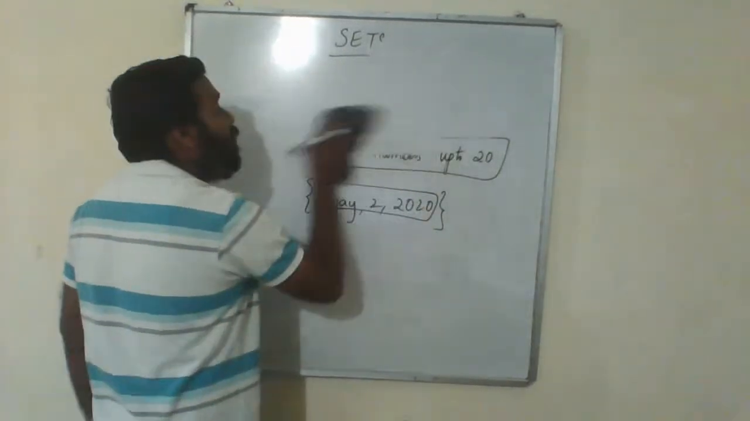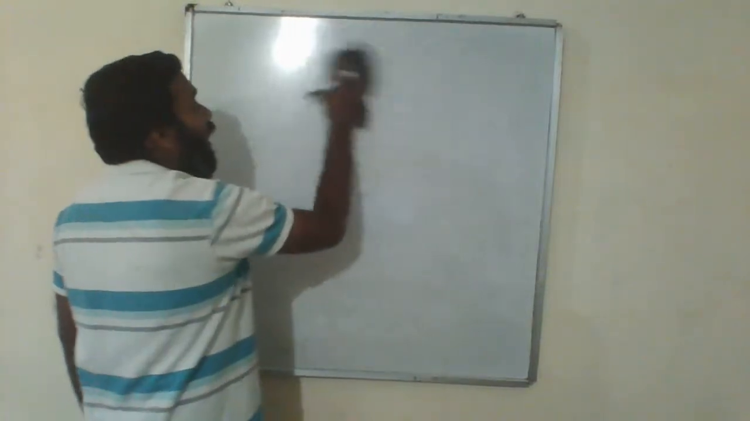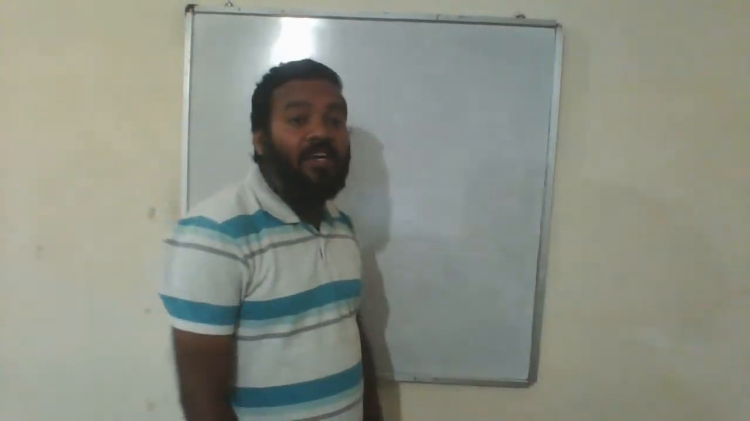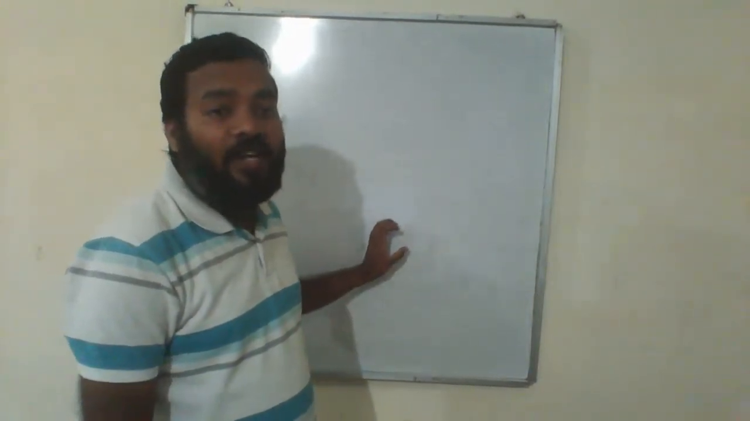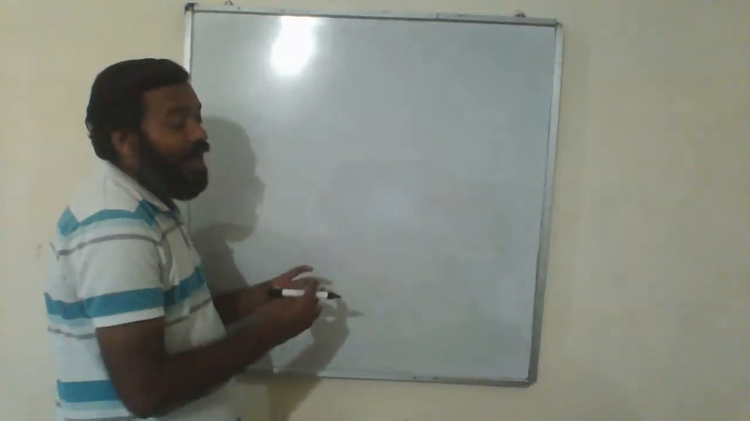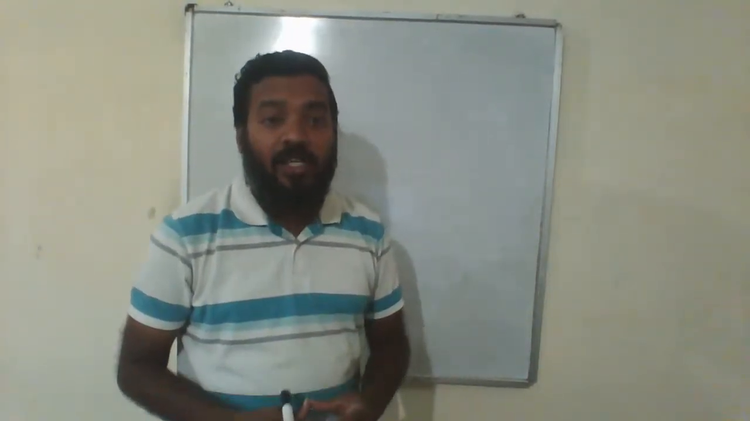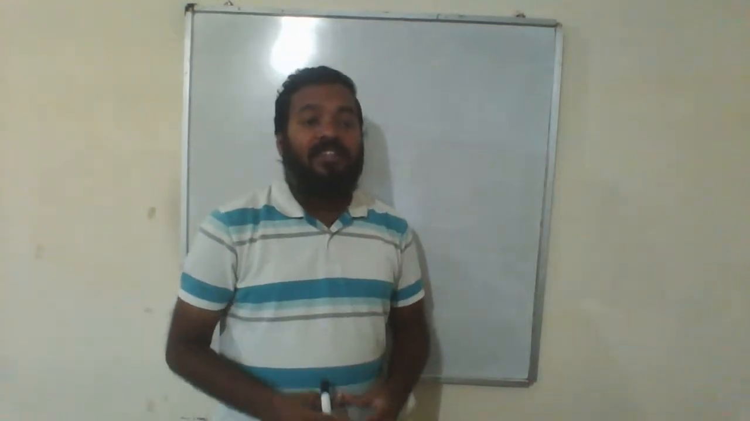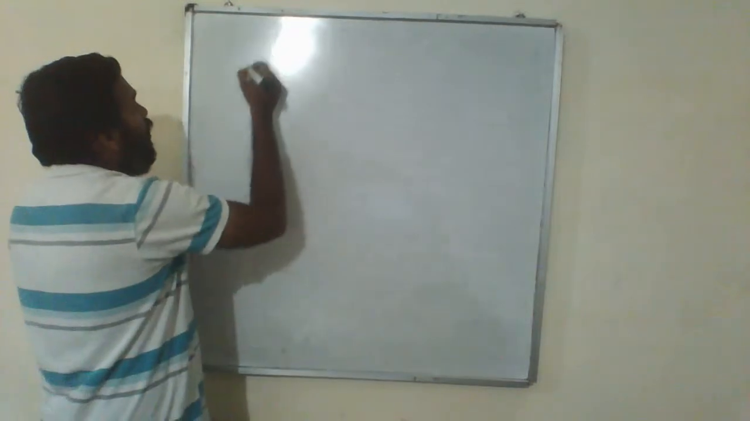So, a set is nothing but a well-defined collection of objects. A collection of well-defined objects is known as a set. That means if you are grouping some elements which have a common definition, then that is known as a set. So let us go for some examples.